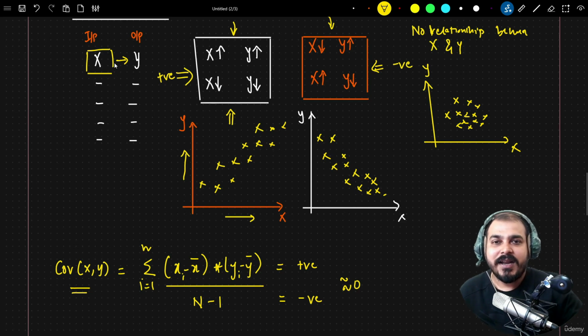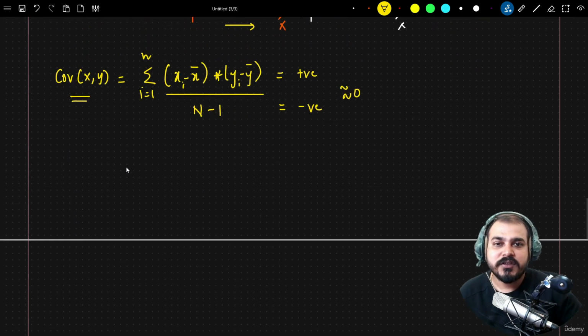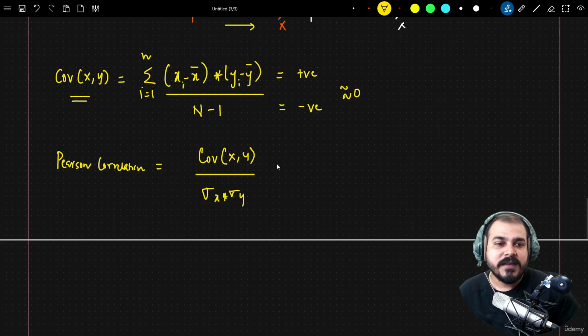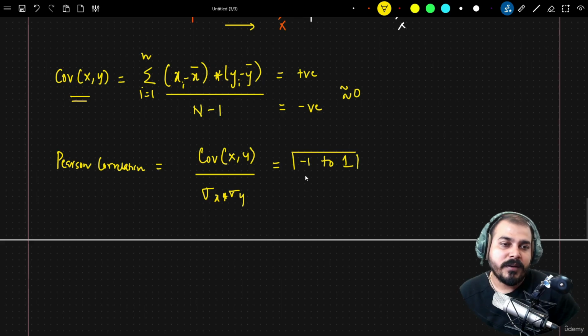Now let's understand, along with covariance, there is also a technique called correlation, and we basically call it Pearson correlation. Pearson correlation can be given as the formula of covariance of x comma y divided by the standard deviation of x multiplied by the standard deviation of y. With the help of this, your correlation will range between -1 to +1. In covariance there is no such range; it can be any positive or negative value. But with the Pearson correlation coefficient, you get your value between -1 to +1.